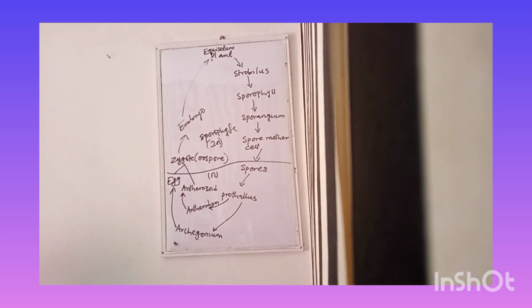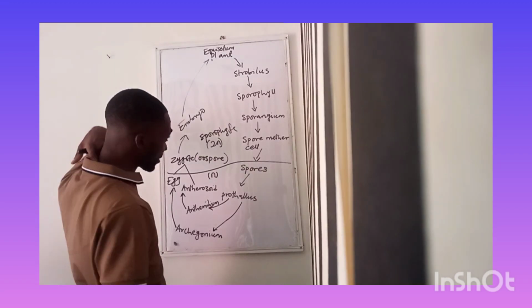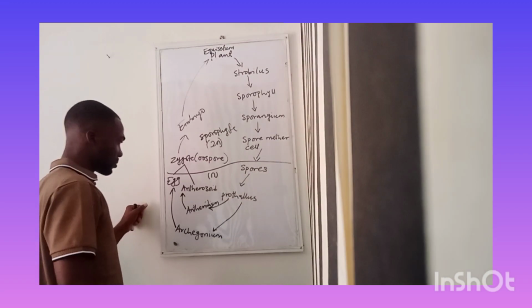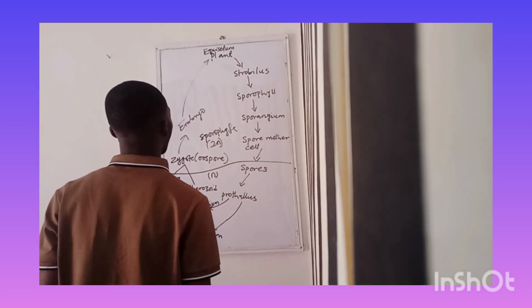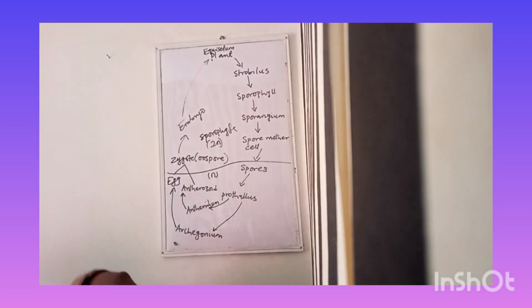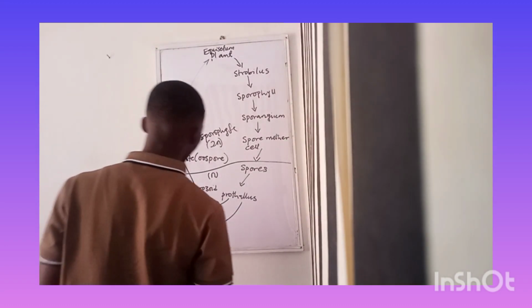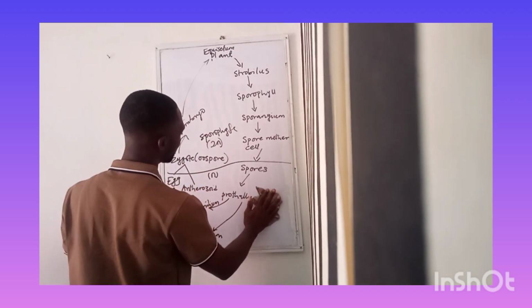All right. So we'll go into the life cycle of the second group, which is Dryopteris.